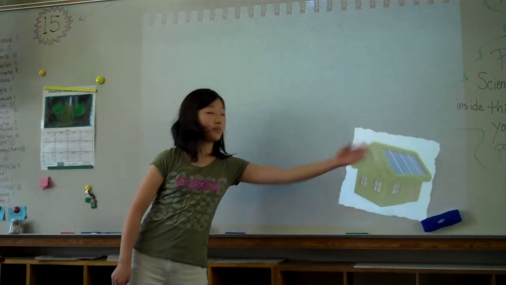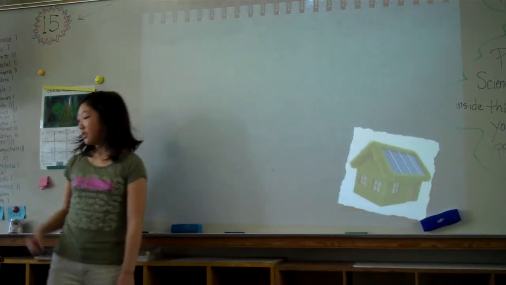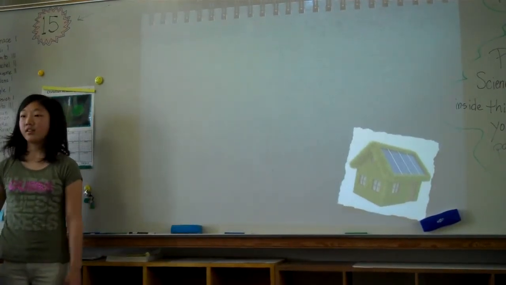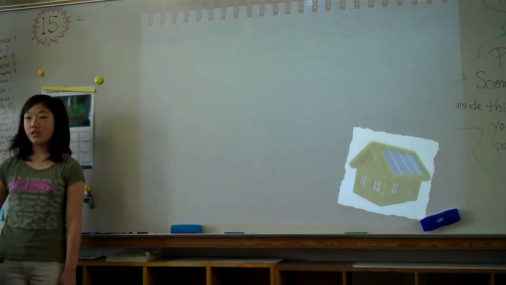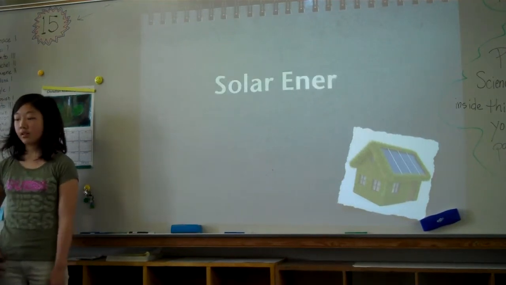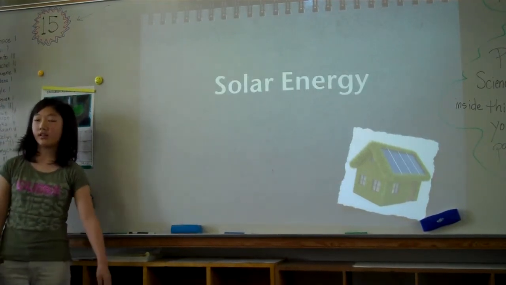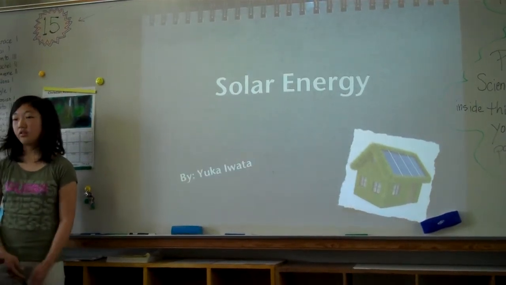You have seen these kinds of plates on rooftops or on road signs or on calculators. They're actually called solar panels, and they are used to make electricity from the sun. So when the sunlight shines on these solar panels, they make electricity, and that electricity cycle is called solar energy. And today I'm going to tell you more about it.